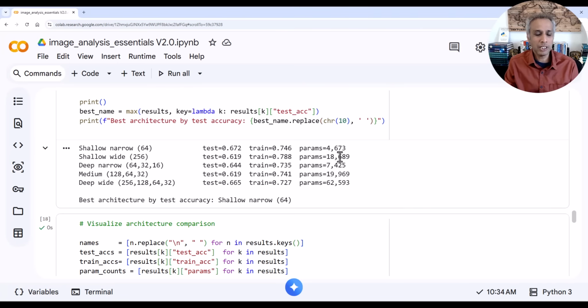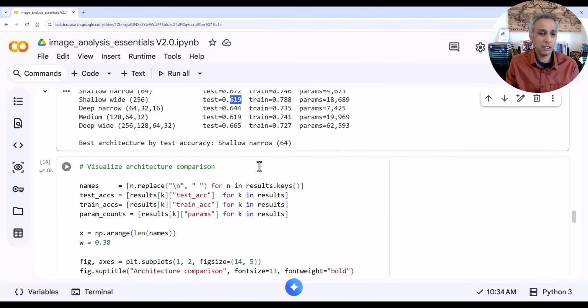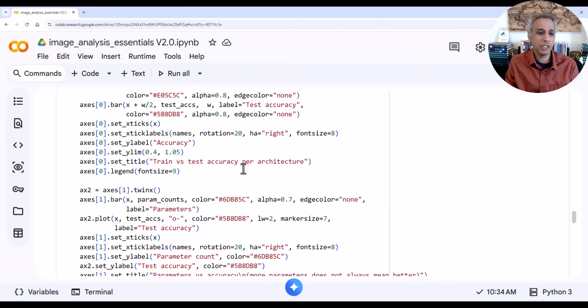Now, if you actually look at the number of parameters, for example, the one with 18,000 parameters, which is very shallow, 256 neurons, you see the training accuracy is almost 79% right there. But then the test accuracy is only 62%. That's classic overfitting.